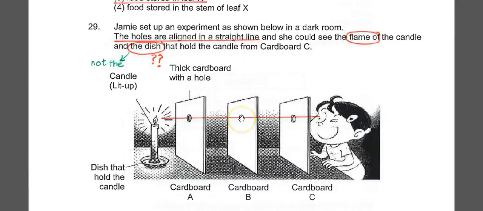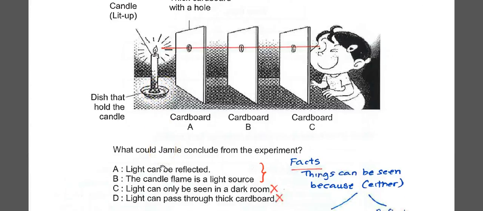29, okay, she sees through the hole this way. And over here it says the holes are aligned in a straight line. Yes, light travels in a straight line. That's why she's able to see this. But it said that she could see the flame of the candle, yes, and the dish. No, it's not true. According to this principle, straight line, she definitely could not see this way bending down. She could not see the dish at all. Okay, so that's what she said.